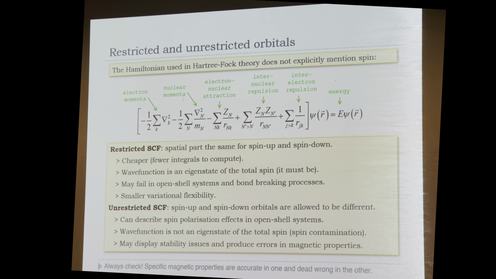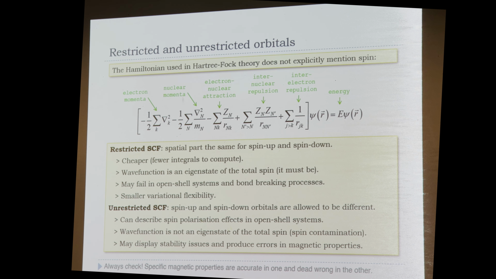However, within the non-relativistic framework, if we do allow different spatial parts for spin up and spin down, we run into a different set of troubles. Although it can now describe spin polarization effects in open shell systems, the wave function would not be an eigenstate of the total spin. It's called spin contamination. You would have mixtures of states with different total spin.